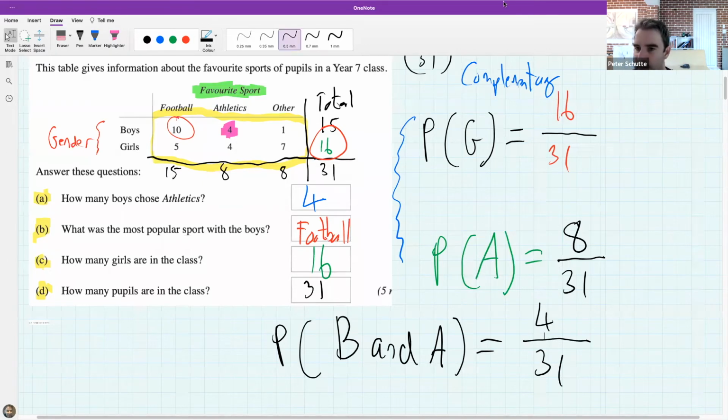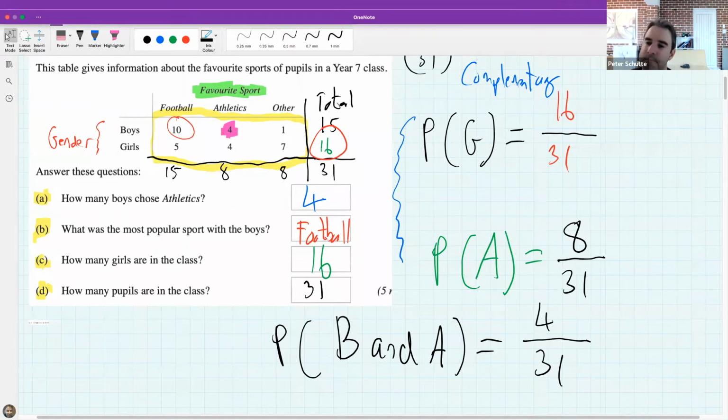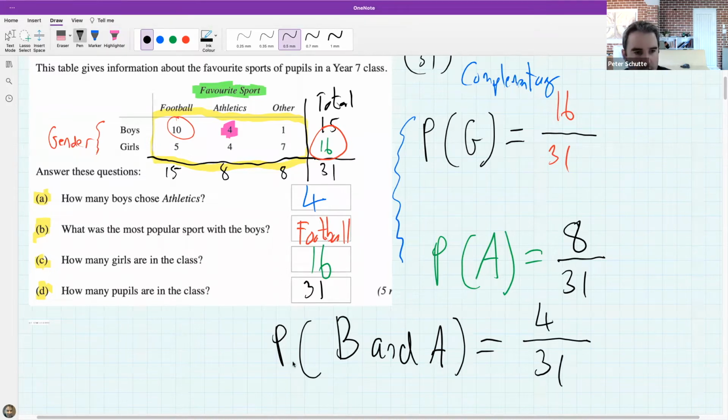Lusanda, let me come to you with your question. Hello, sir. Hi, Lusanda. So my question is regarding the question you just asked. What is the probability for a boy chosen at random who does athletics? Isn't it that you take your 4 and then you divide it by 15 because you're only calculating boys, not everything? It's only about boys.